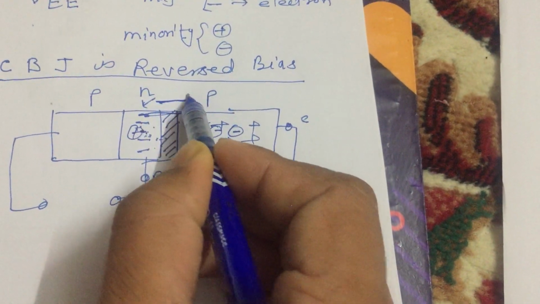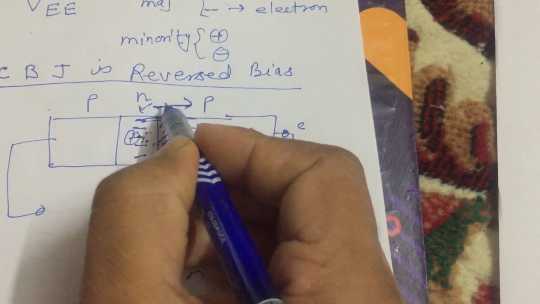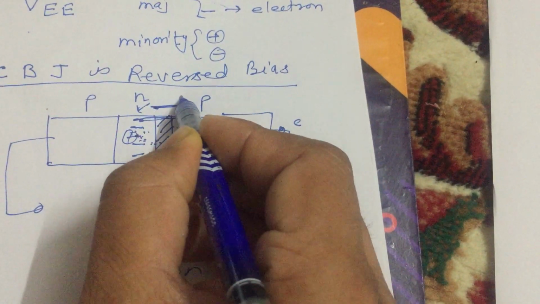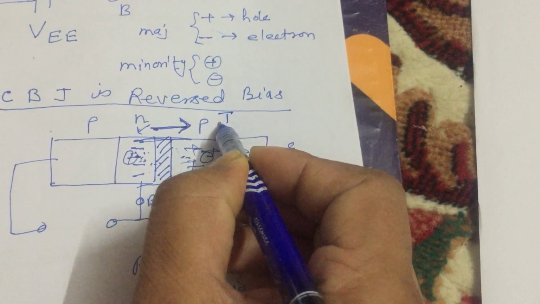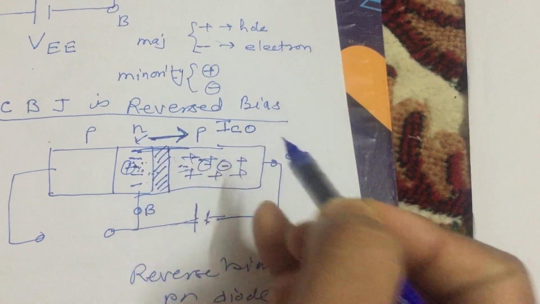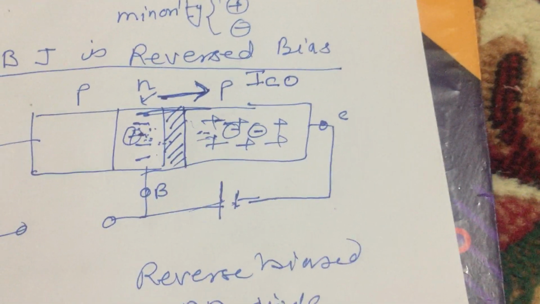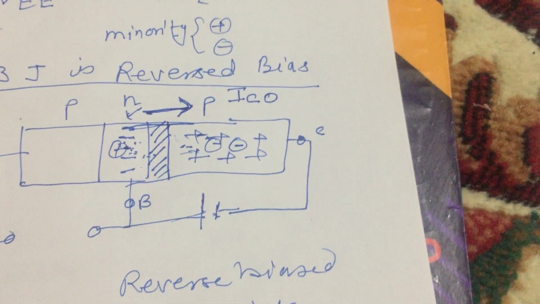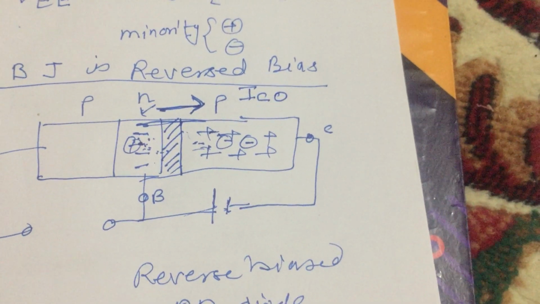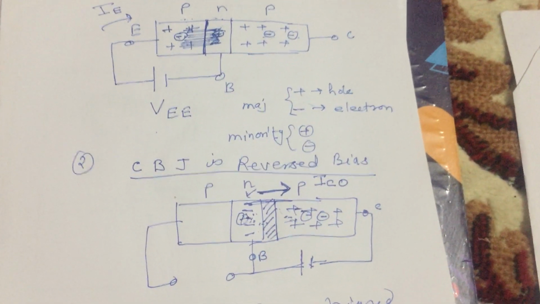A very small current will flow from N to P, and this small current is a leakage current, what we study in a diode, and this current is known here as ICO. It is leakage current, unwanted current, and it is very small. The value of it depends upon the number of minority carriers, or we can say the value of this leakage current is totally controlled by temperature. Now we are discussing the operation of transistors.